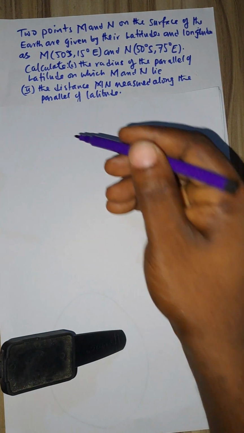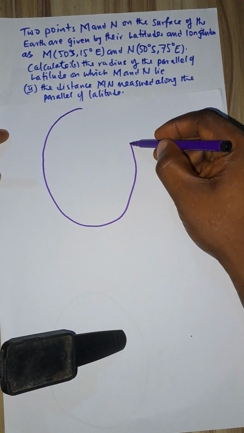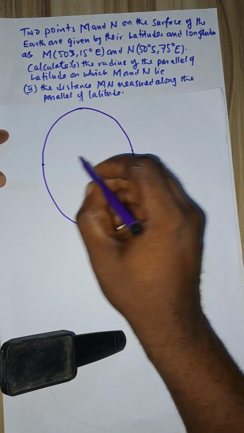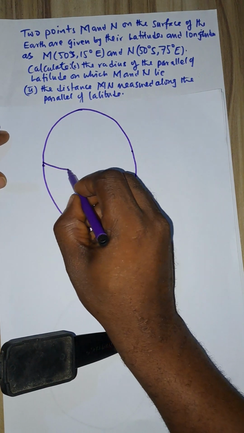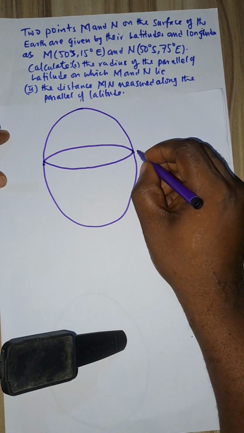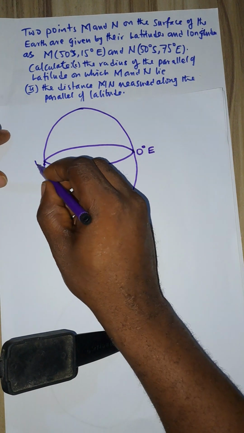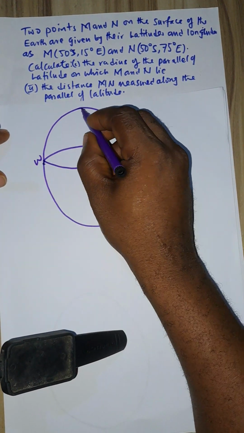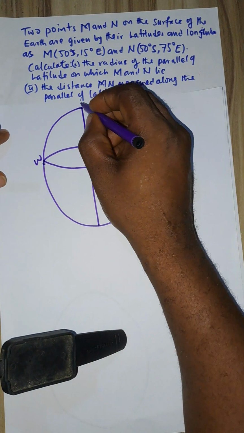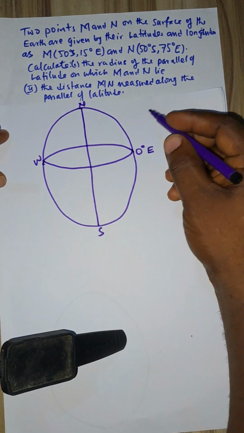Okay, so we try and sketch the Earth. Let the center be here. That is the equator, the great circle. So this is 0, east, west, and the prime meridian, or the Greenwich meridian. This is north and south.